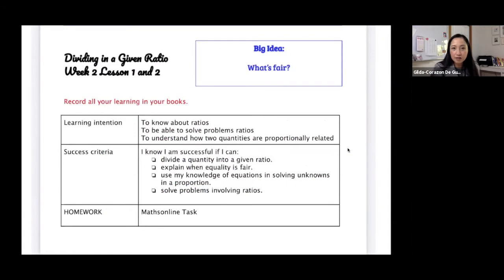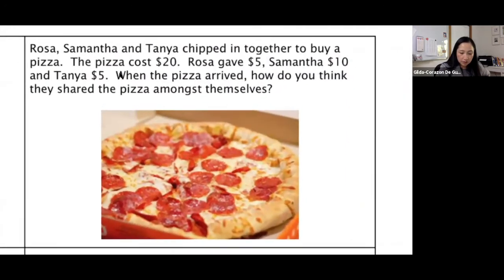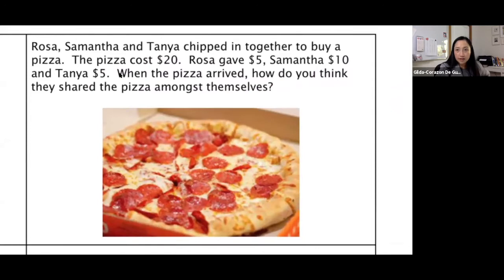Now we'll be looking at a few other examples on how we would be able to use ratios. Let's have our warm-up question. I asked previously who's hungry, because I am, especially with this picture. Rosa, Samantha, and Tanya chipped in together to buy a pizza. The pizza costs $20. Rosa gave $5, Samantha $10, and Tanya $5. Now when the pizza arrived, how do you think they shared the pizza among themselves?